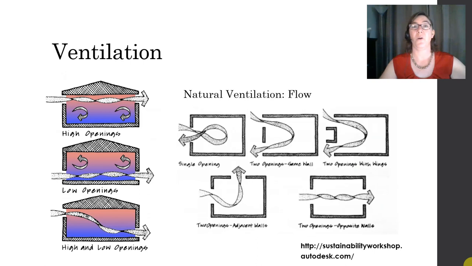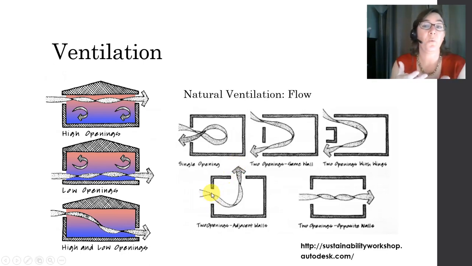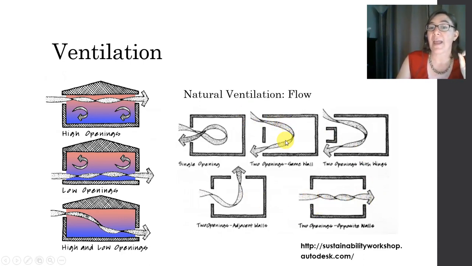You can also design your home for natural ventilation flow. Some good tips and tricks are to provide at least two openings in any particular room or space. Adjacent walls work. Opposite walls work even better. Openings in the same wall can work, but it's a little bit more tricky.